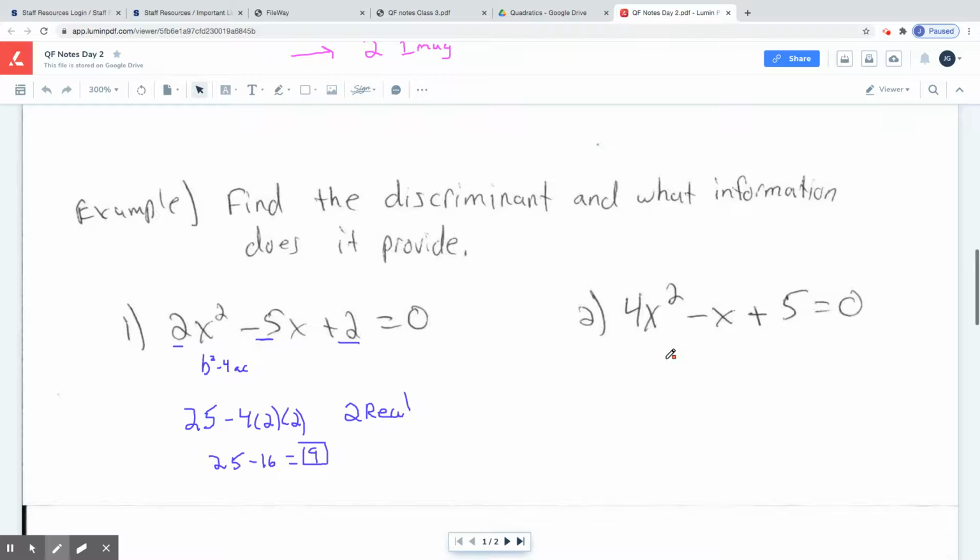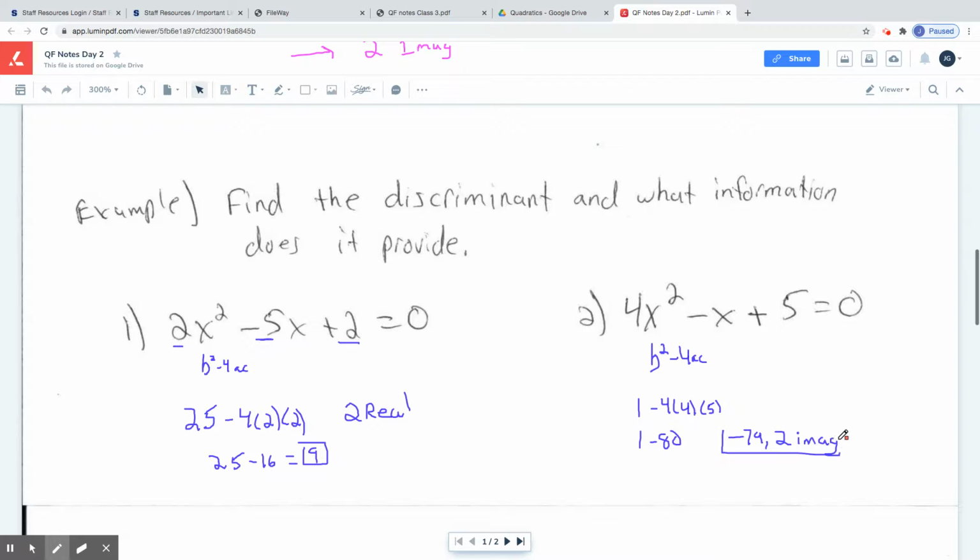Taking a look at number 2, once again, b squared minus 4ac. Notice I did not include the square root in the first one, same thing here. So b is -1. I square that, I get 1, minus 4 times a, which is 4, times c, which is 5. 4 times 5 is 20, 20 times 4 is 80. So I get 1 minus 80, which is -79. That's my discriminant. It's negative, which means I have two imaginary solutions.